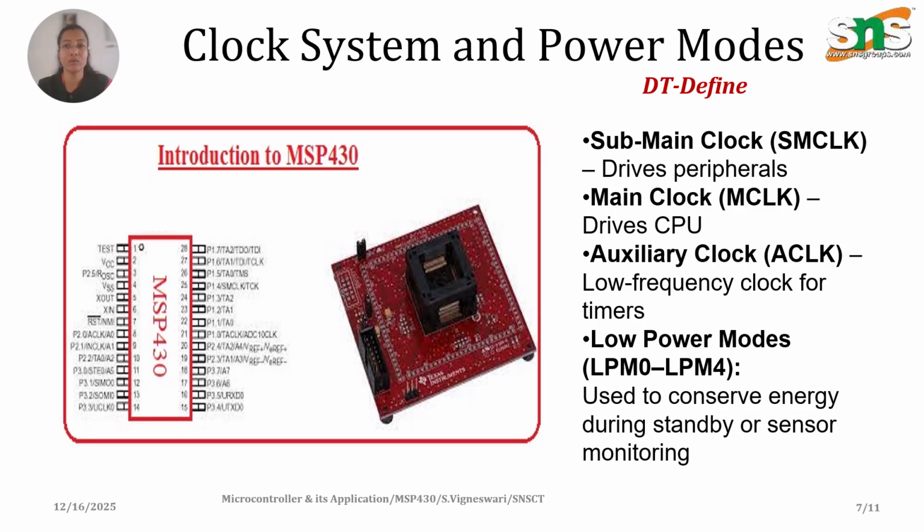Clock system and power modes. This is where MSP430 truly stands out. MSP430 uses multiple clocks: the main clock for CPU operation, the sub-main clock for peripherals, and the auxiliary clock for low frequency operation. Based on the application need, MSP430 can enter low power modes from LPM0 to LPM4. In these modes, unused modules are turned off, saving energy while still monitoring events like sensors or inputs.